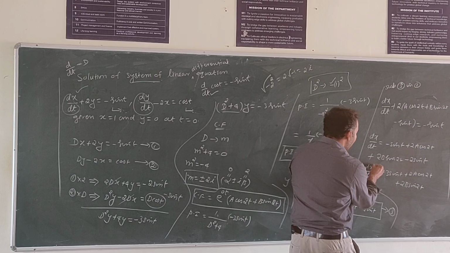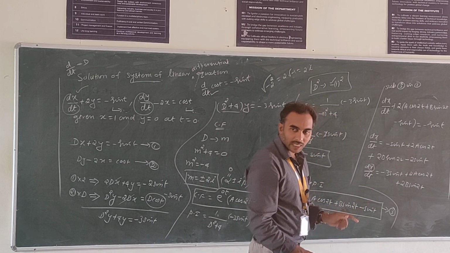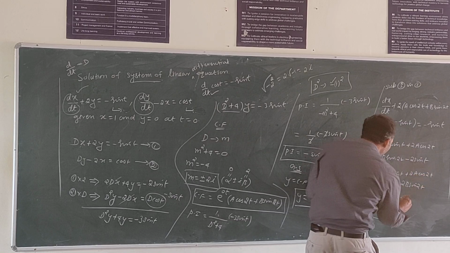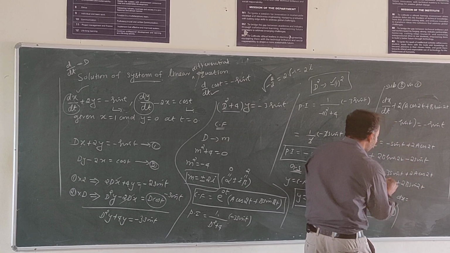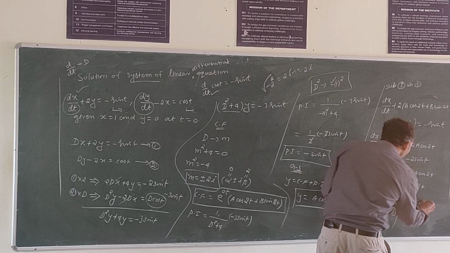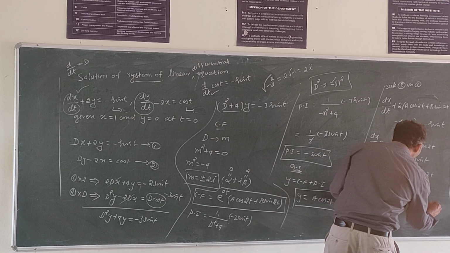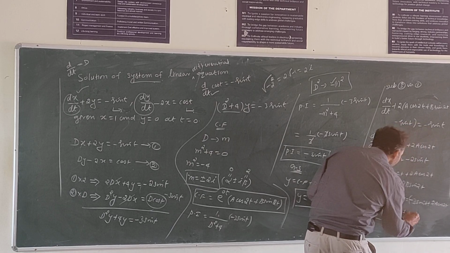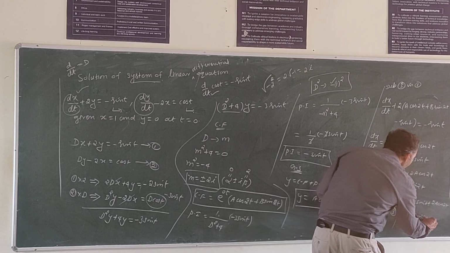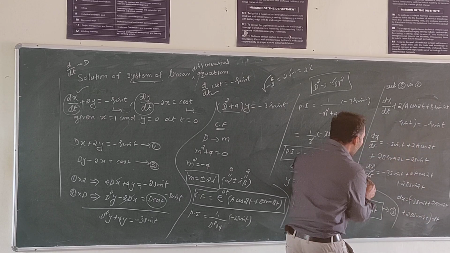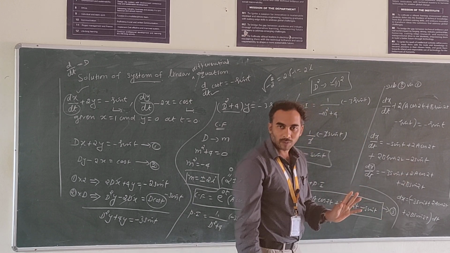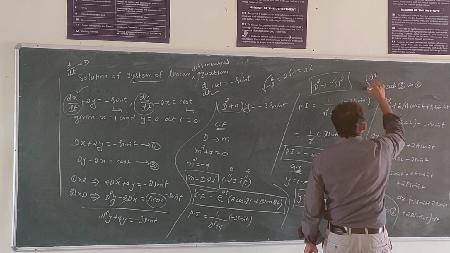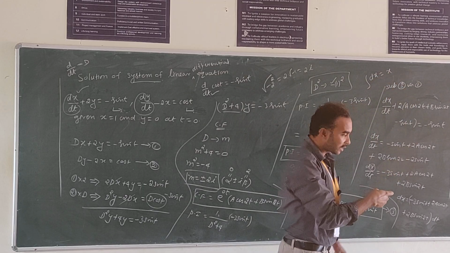Next, we need x. So dx, integrating on both sides, or simply dx equal to, by cross multiplication, minus 3 sin t plus 2a cos 2t plus 2b sin 2t into dt. You just have to cross multiply. To get x from dx, what should we do? Integrate on both sides. The integral of dx gives x. So write up to this.